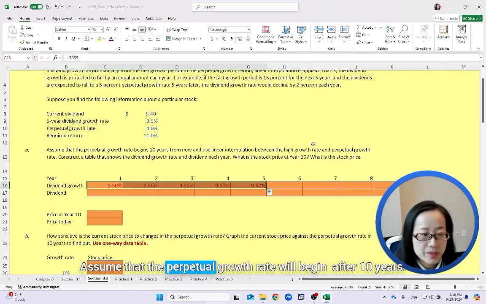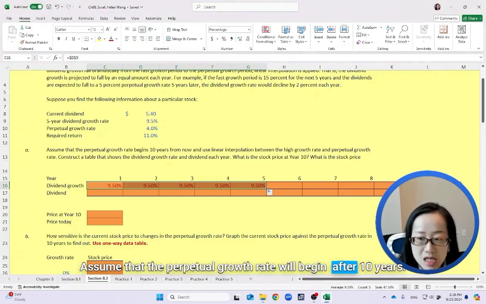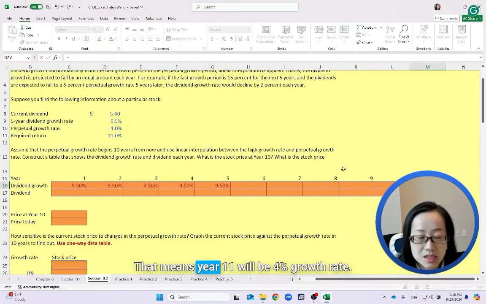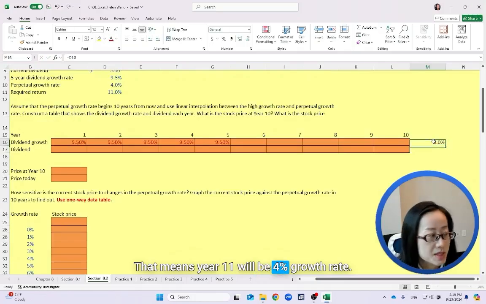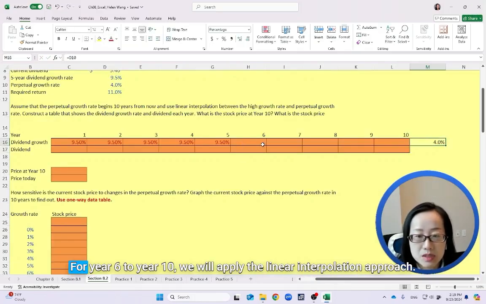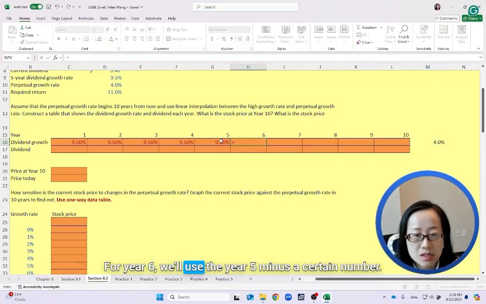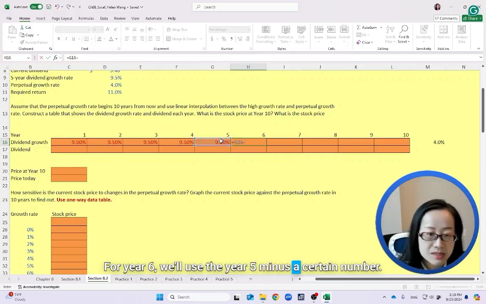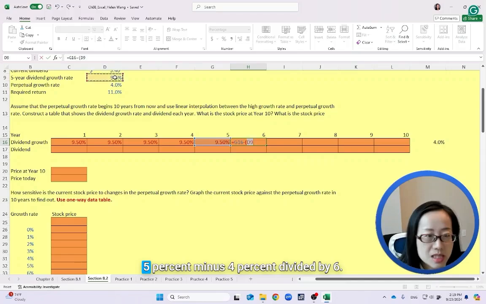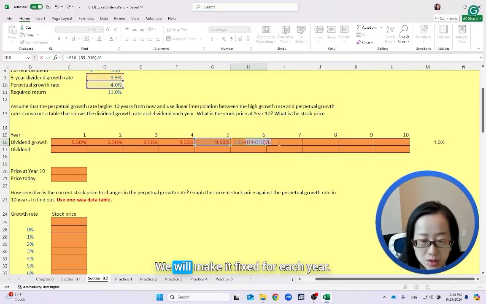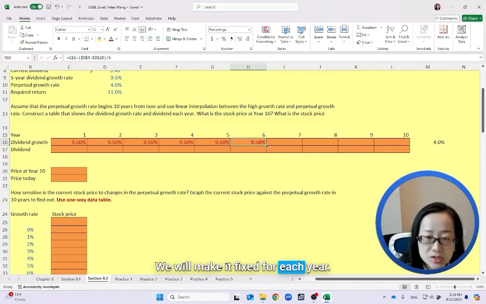Assume that the perpetual growth rate will begin after 10 years. That means year 11 will have a 4% growth rate. For year 6 to year 10, we will apply the linear interpolation approach. For year 6, we'll use year 5 minus a certain amount: we'll use 9.5% minus 4%, divided by 6. We will make it fixed for each year.